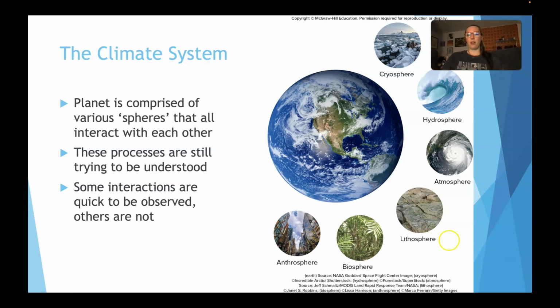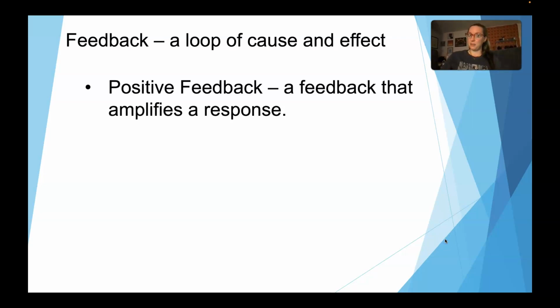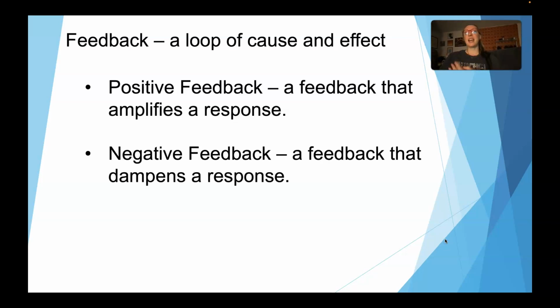The easiest way to consider it is a loop of cause and effect. And we have two categories of feedback loops. One is a positive feedback, which is something that amplifies a response. And the next is a negative feedback, one that dampens a response. So we need to break the connotations that we have in our head of what positive and negative mean, because in this case, with feedback loops, positive feedbacks are not a good thing. They are a reinforcing sort of loop, whereas a negative feedback is something that's balancing.